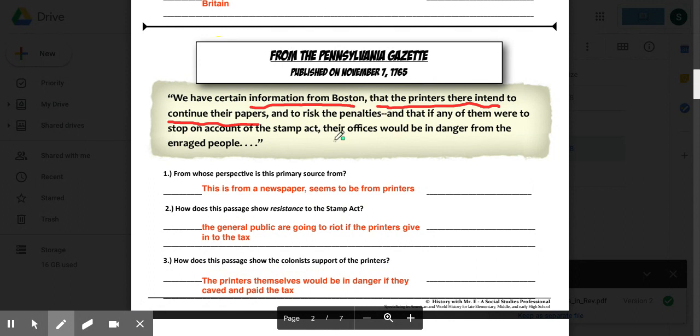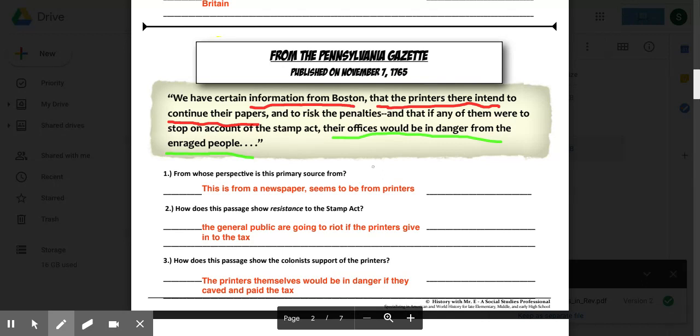So if you go on to read, it says their offices would be in danger from the enraged people. So it's showing here that the resistance is coming from both sides, right? The printers are going to continue to print because they want to disobey the Stamp Act, but also the general public would be so unhappy if they gave up and just gave into the British government that they would actually riot, that they would actually maybe attack the offices of where these newspapers are printed.